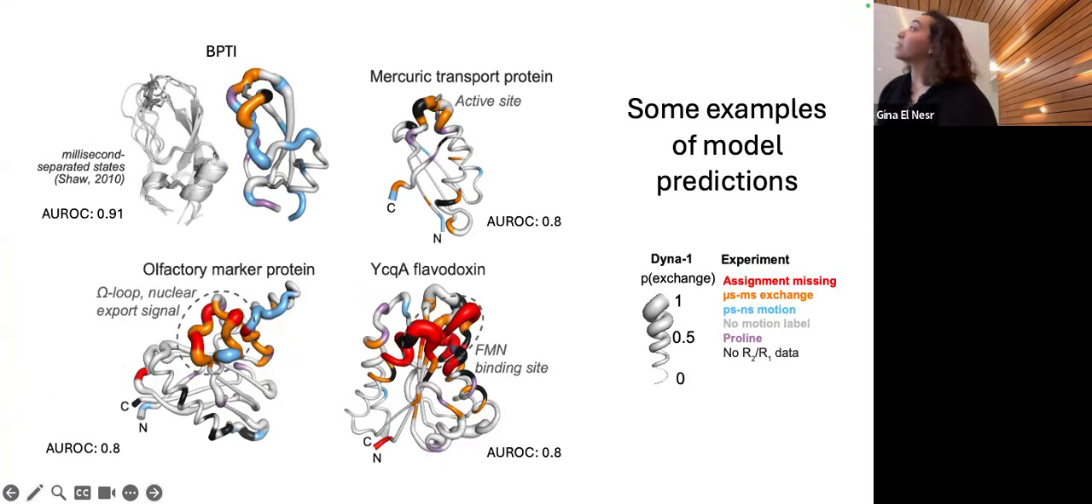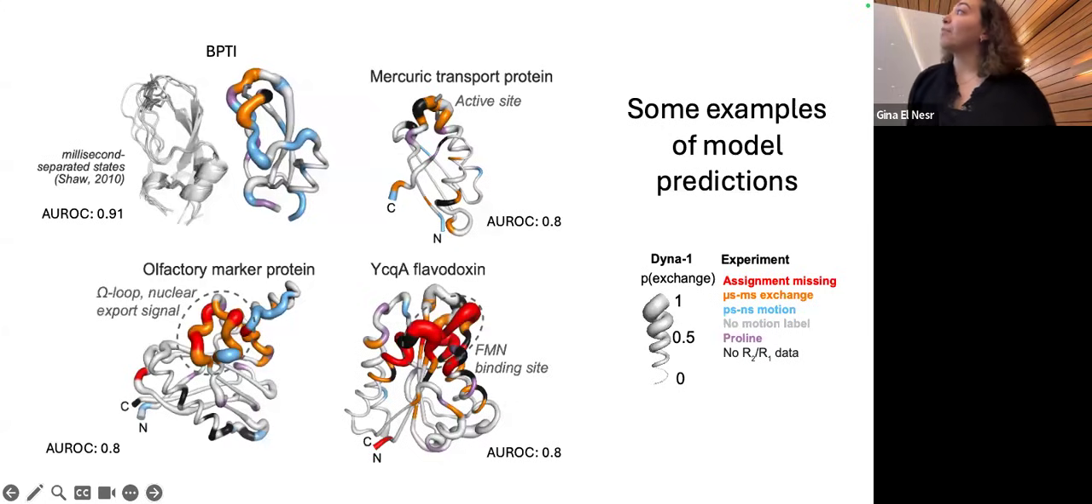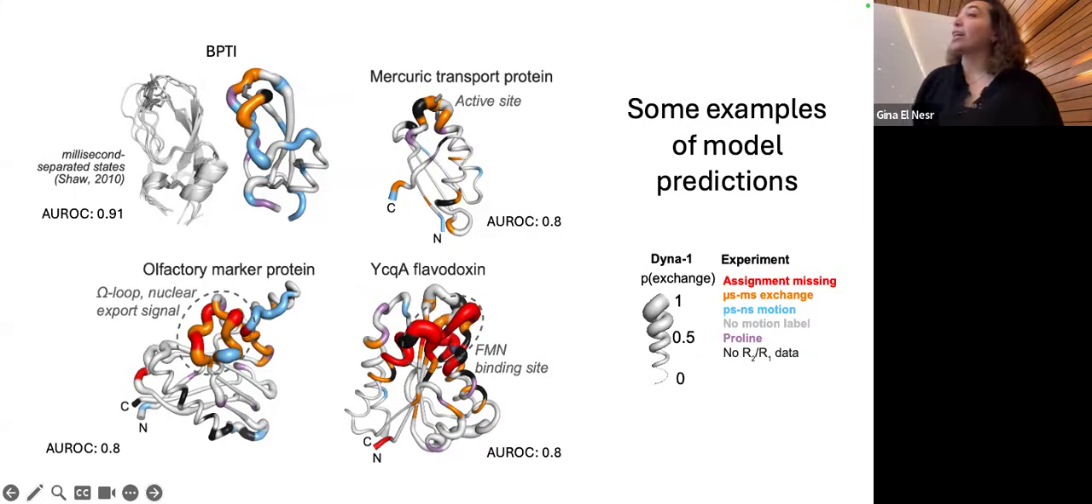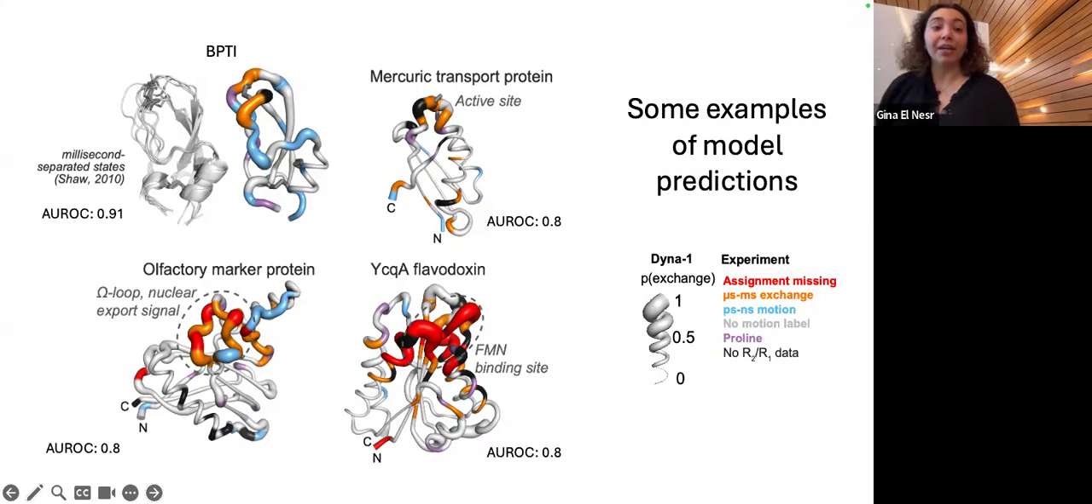So these are some of the examples from the model. BPTI, and next to it is a DE Shaw 5 millisecond trajectory from MD. And you can see where there is chemical exchange, and there's also a large delta in RMSD. For BPTI, we have predictive power there.